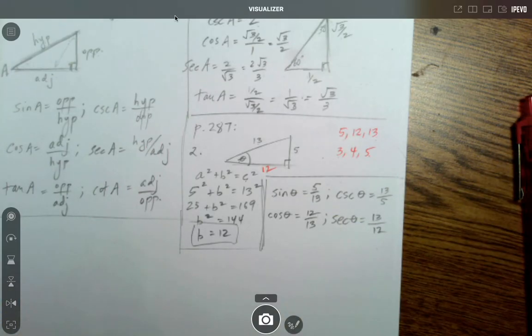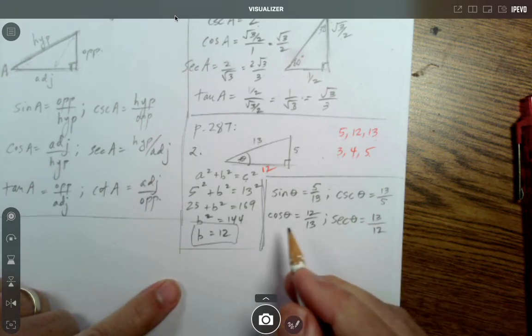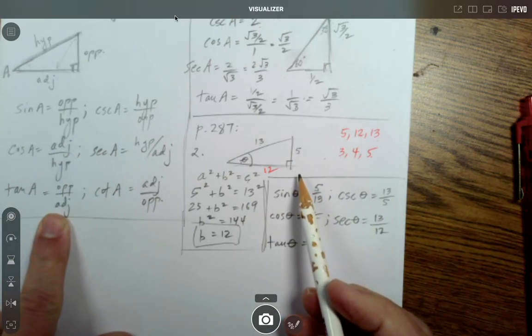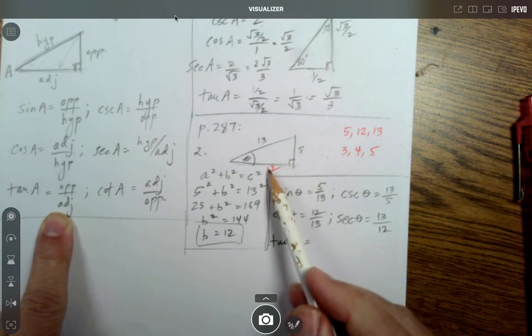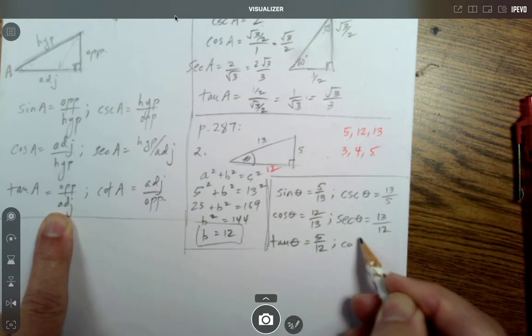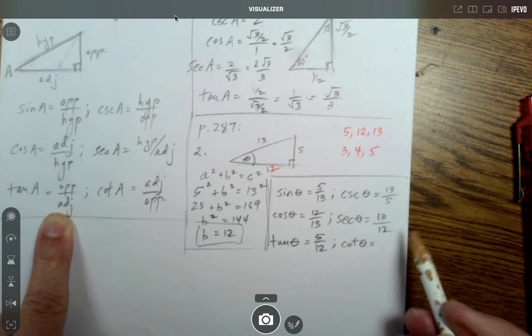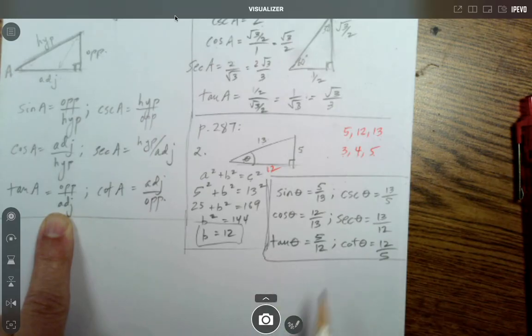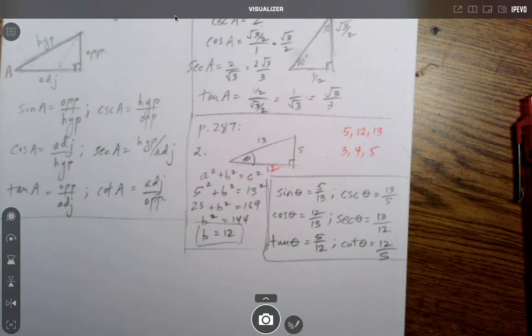All right, and finally, the tangent of theta is opposite over adjacent, so that would be 5 over 12. Therefore, the cotangent of theta is 12 over 5. That's it. So it's pretty simple stuff, right? You just got to remember the ratios. So this first part is very simple.